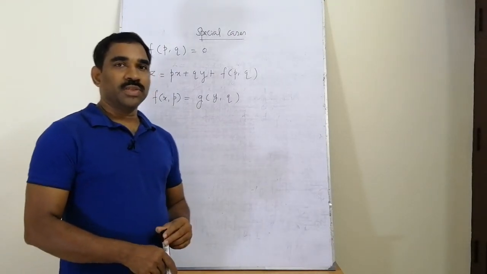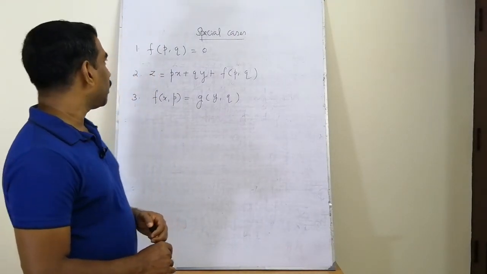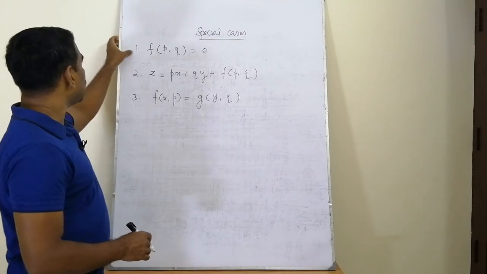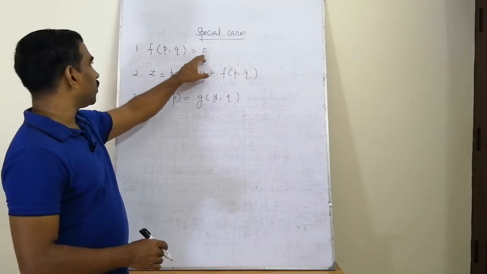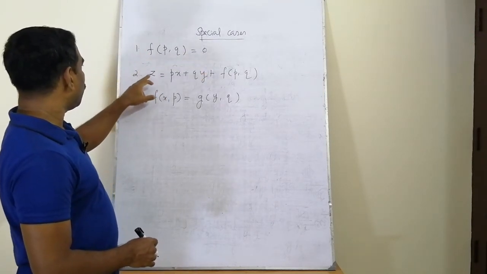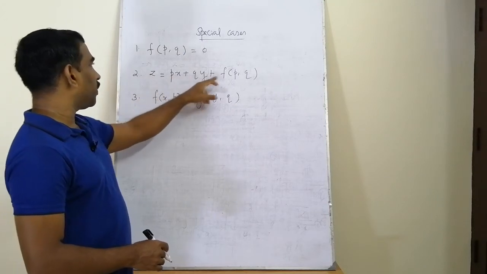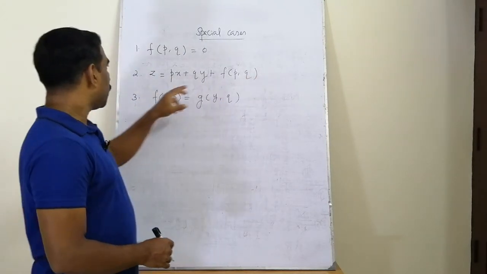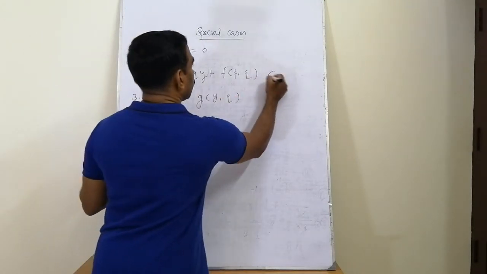Next we consider some special cases of nonlinear partial differential equations of first order. The first one is a function f of p, q is equal to 0, and the second is of the form z is equal to px plus qy plus a function of p and q. This is called Clairaut's equation.